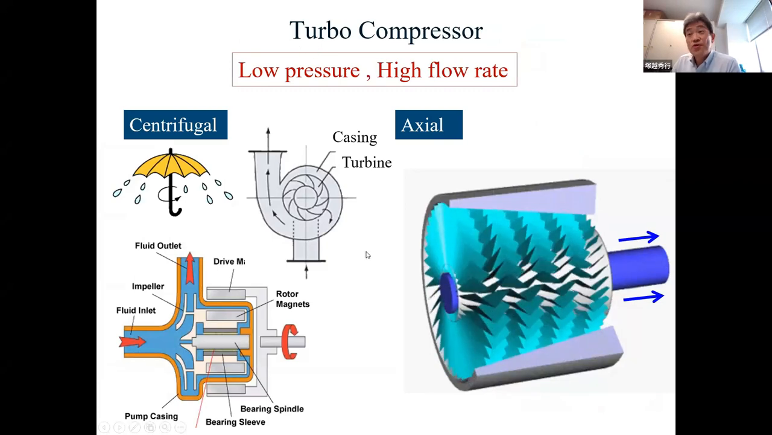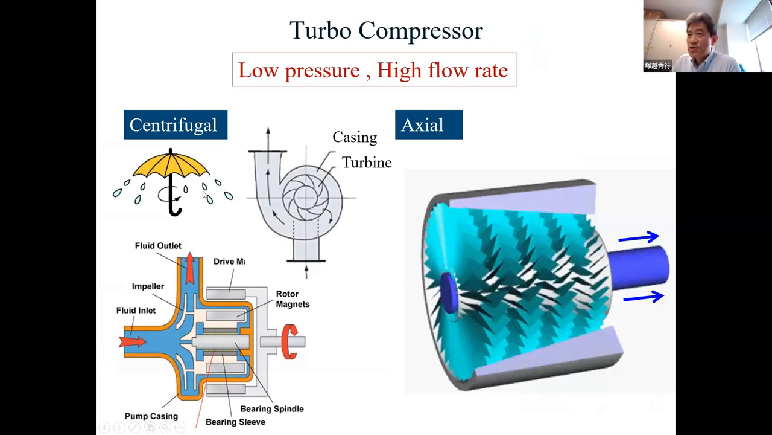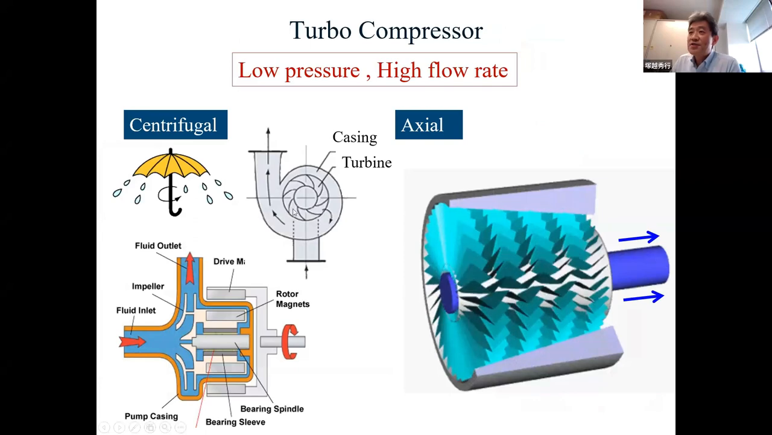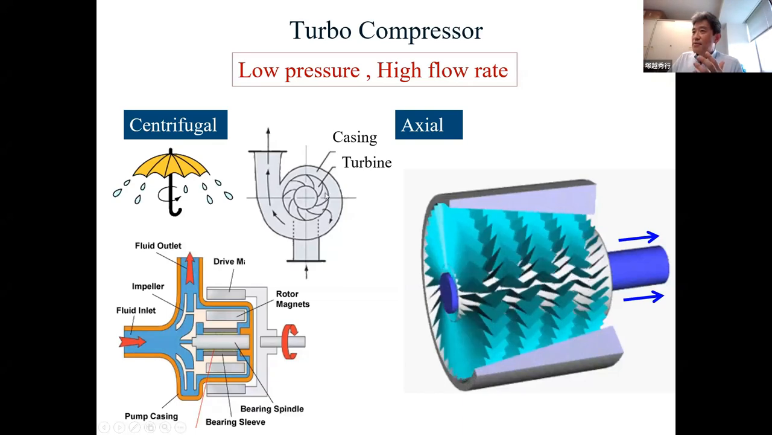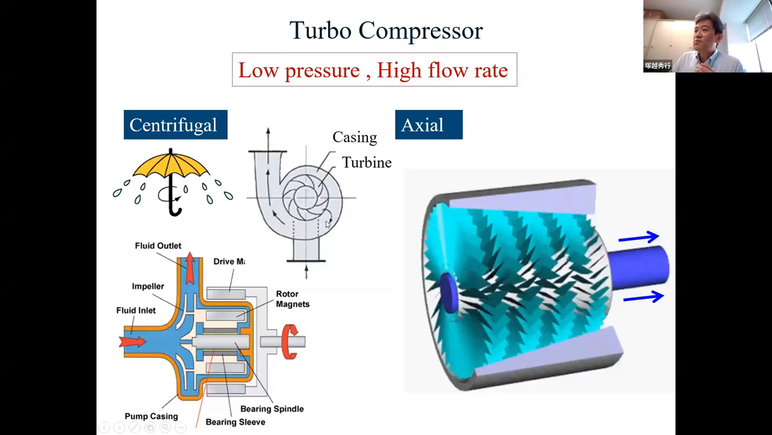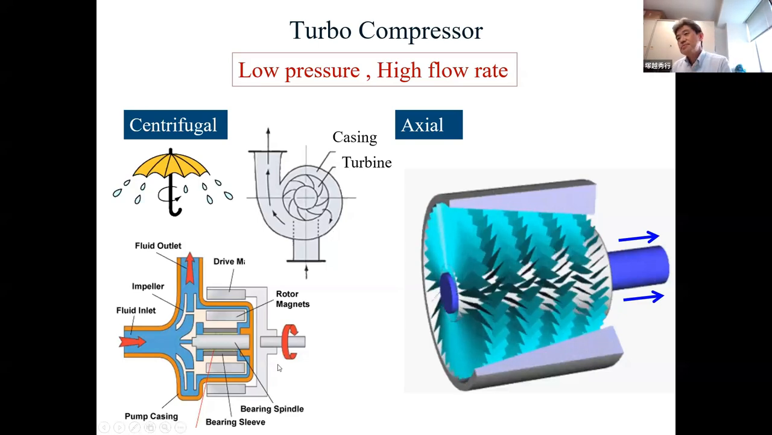If the turbo compressor is utilized, then the pressure tends to be lower because it allows leakage between the turbines and casing. But it is less likely to be broken. So this type of compressor tends to be utilized for public equipment, such as tap water or the compressor in public spaces. And this is the structure utilizing the axial force.